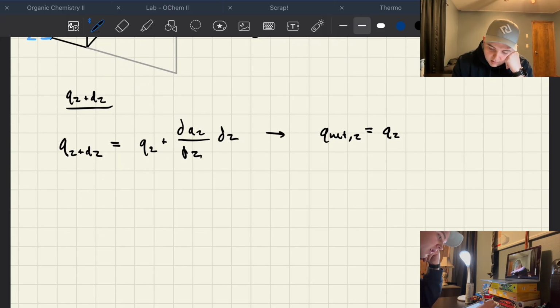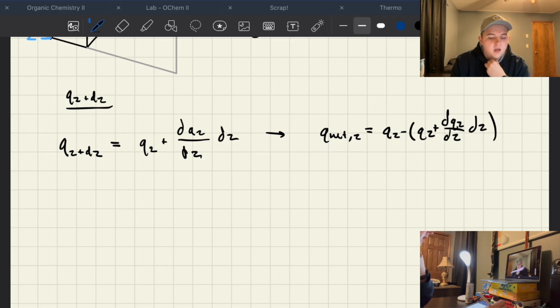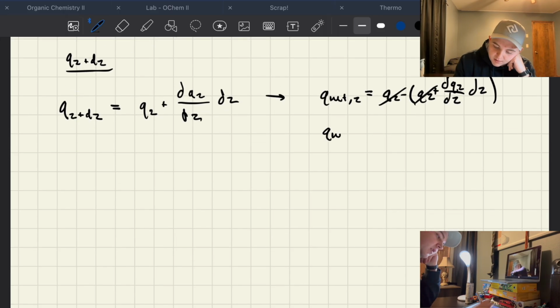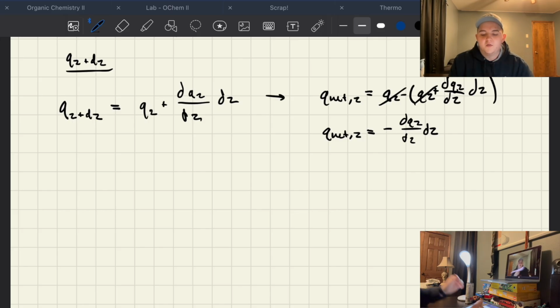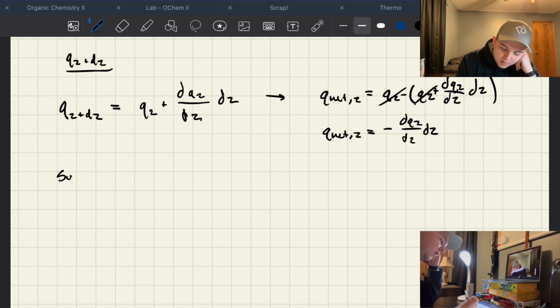We're going to get qz minus this value we already have, qz plus dqz over dz times dz, and then I keep forgetting this dz. Okay, and then we can simplify these terms out and just get our q net z equal to what we have left. And then, of course, our next step is to sub in Fourier's law.